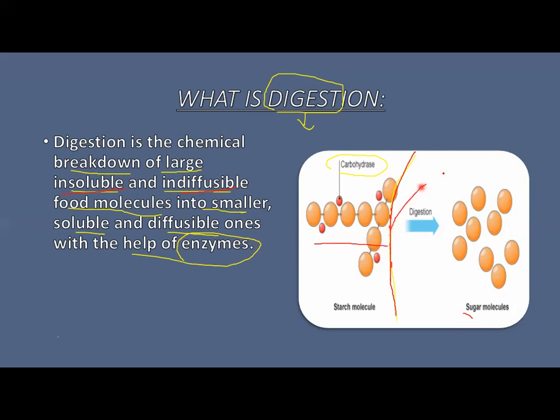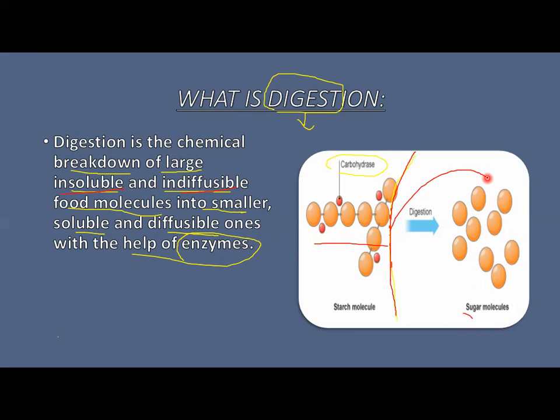molecules into soluble, small and diffusible food molecules with the help of enzymes. This process is called digestion. This whole process, breaking down of large molecules into smaller food molecules, is called digestion.